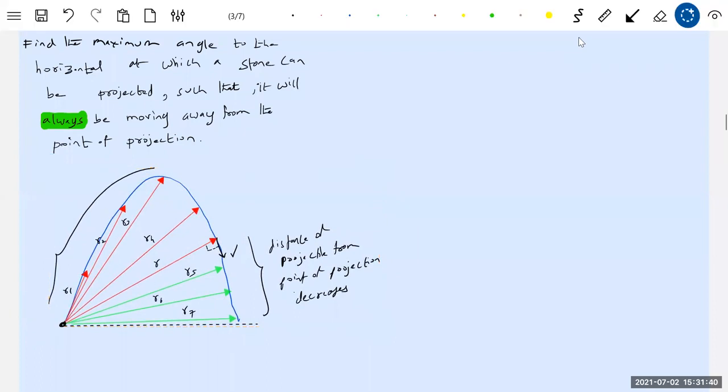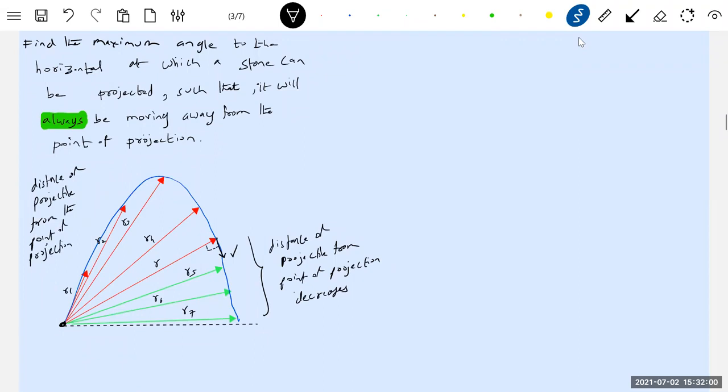I wanted students to analyze with the diagram first, then you could have written the equation. The distance of the projectile from the point of projection increases. So you see that it is increasing, becomes maximum, then decreases. Somewhere it has become maximum. So where is it maximum? When R bar is perpendicular to V bar. So here is what the situation will be.